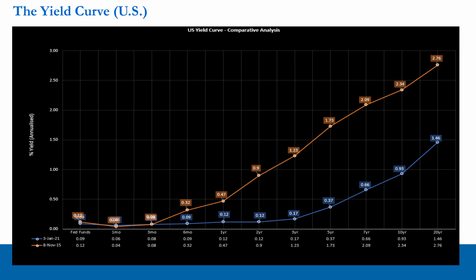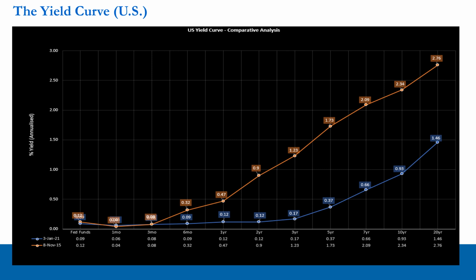And we can see from the blue line, if we take a snapshot of what the yield curve looked like on the 3rd of January 2021, we have an upward sloping curve. We also took the data from the 8th of November 2015, and we plot that yield curve as well across the maturities. And we can see on the 8th of November 2015, we had an upward sloping yield curve.